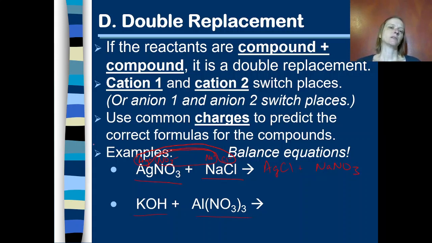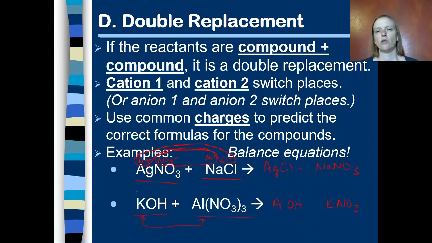I personally like this method where I write the ions out and circle the ones that go together, so I can make sure I've got positive being attracted to negative. But if you just want to do straight replacement, you can do that. Just swap the places of the aluminum with the potassium. So now I'm going to have aluminum with the hydroxide, and potassium with the nitrate. I just have to make sure that I'm writing the correct formulas.